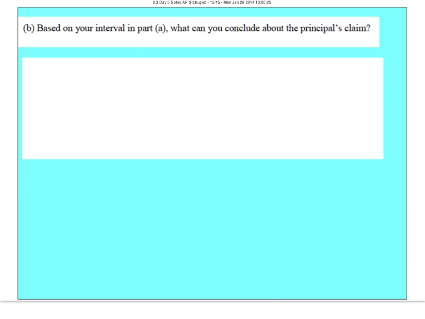Wrapping it up, based on the interval that we computed, can you conclude the principal's claim? Remember, he had said at least 10 hours were done, and our interval was 9.67 to 10.72. Now remember, he wants to know if at least 10 hours were spent, but in this interval, I have something less than 10 hours. So because there's within the actual interval something less than 10 hours, we can't claim it.